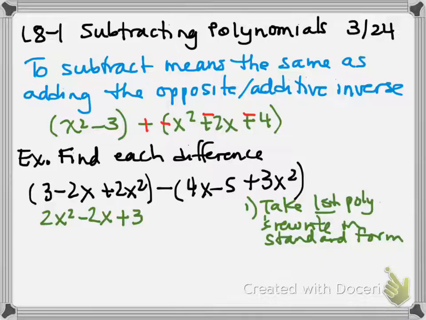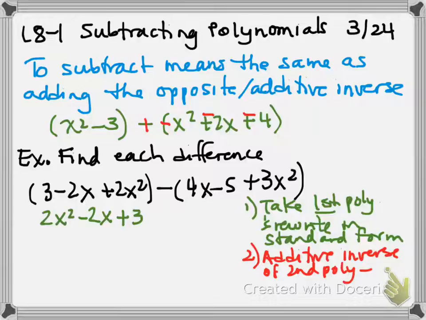Now, before I can start picking terms and moving them, I'm going to have to find the additive inverse of the second polynomial, and I'm going to say change all signs. That's really what it's all about. So this is now going to become addition. This is negative, this becomes positive, this becomes negative. Okay? Now I'm going to start lining up like terms.